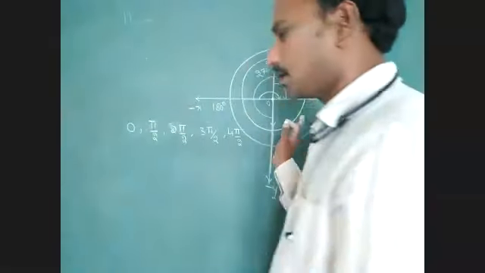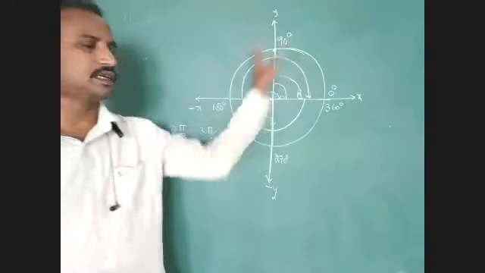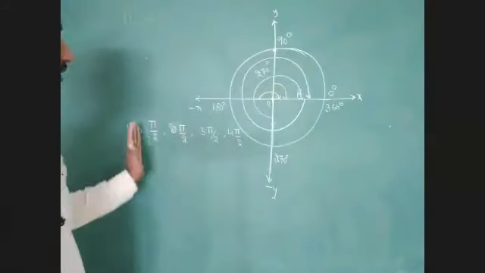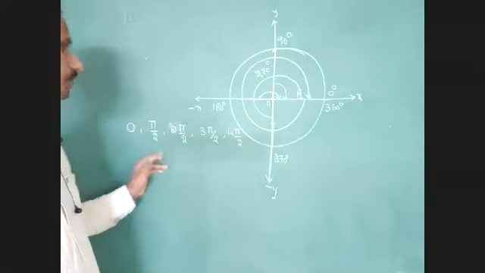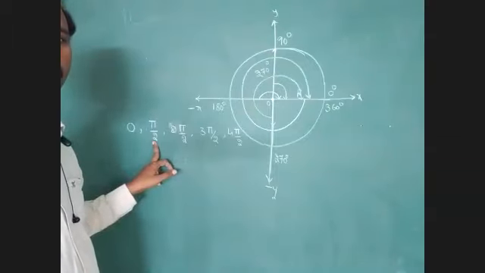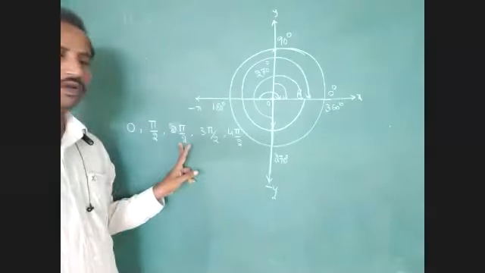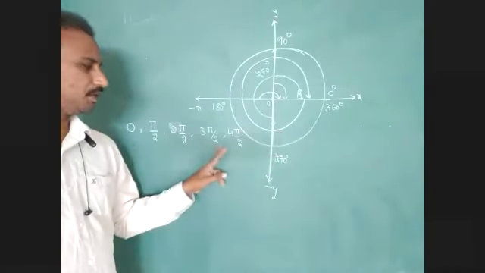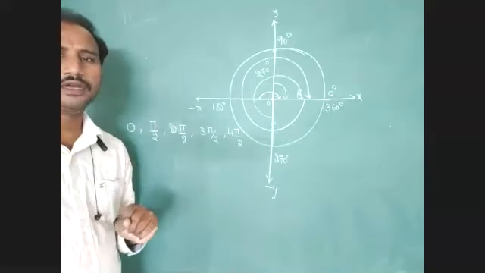Here, the radius vector sweeps 360 degrees in the circular path. For every 90 degrees, we represent it in radians. Here, 90 degree equal to pi by 2 radian. 180 degree equal to 2 pi by 2 radian. Next, 270 degree equal to 3 pi by 2 radian. 360 degree equal to 4 pi by 2 radian.